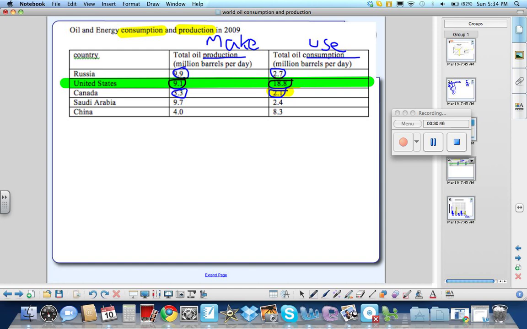And the last question in 5 says, well, what does that mean? Well, if you haven't thought about it already, what it means is we use more oil than we make. That means that we have to spend a lot of money to buy oil from other countries like Saudi Arabia, like Russia, like Canada. All right, so what does that mean? When we run out of our oil, we're going to be dependent on other countries.